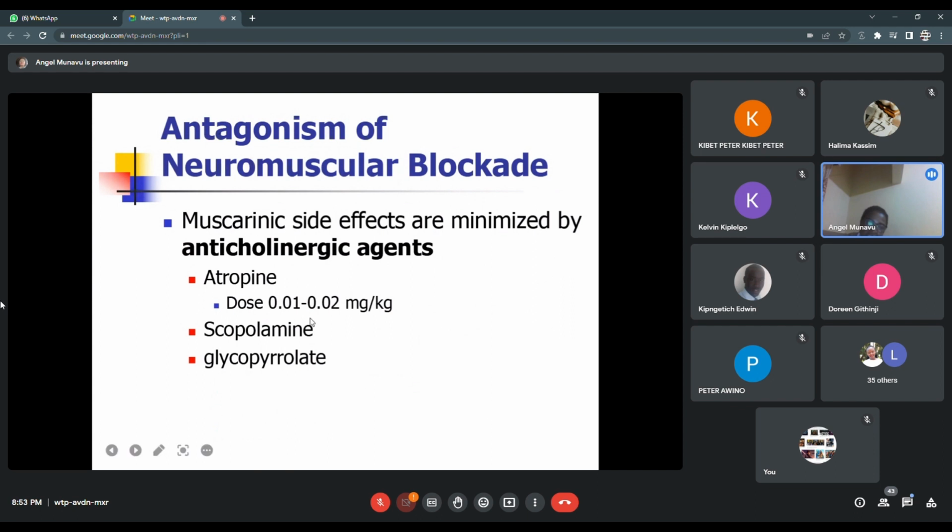So that's why we call them the muscarinic side effects of the anticholinesterase, and they are usually minimized by anticholinergic agents. Of course, this is atropine. So you give atropine at a dose of 0.1 to 0.02 milligrams per kg, or you can use another drug we call scopolamine, or you can use a drug we call glycopyrrolate. All these are anticholinergics.